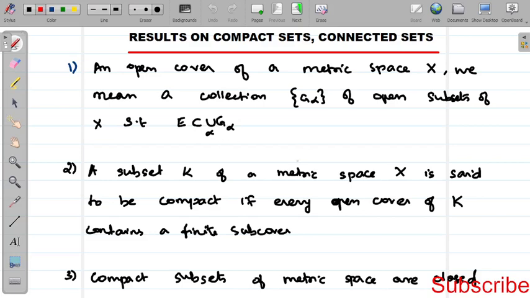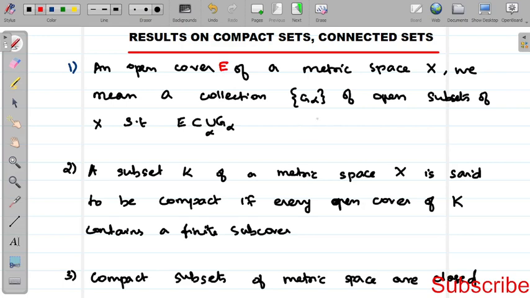Today we can see some results on compact sets and connected sets. The first result: an open cover of a metric space X means a collection G alpha of open subsets of X such that E is covered by the union over alpha of G alpha. So, an open cover of a metric space.